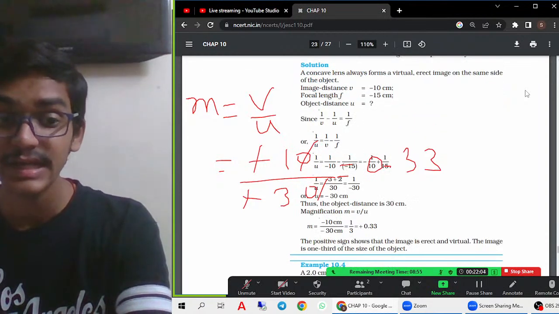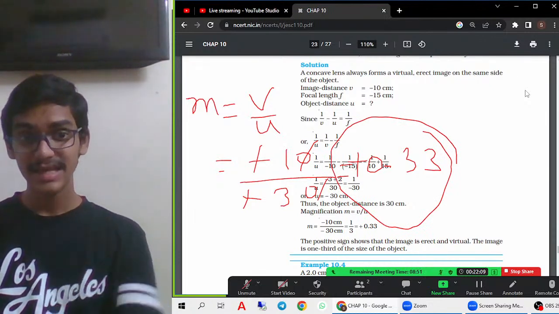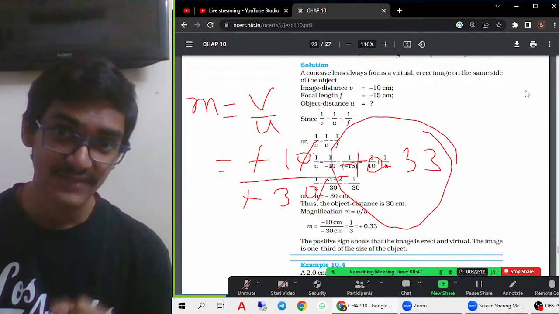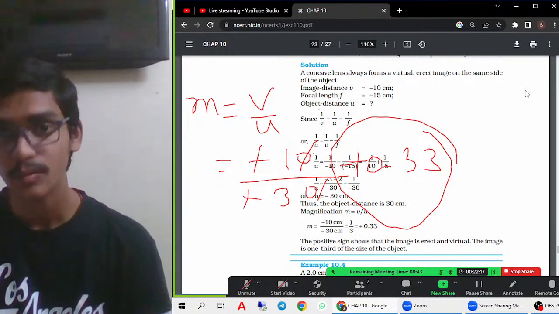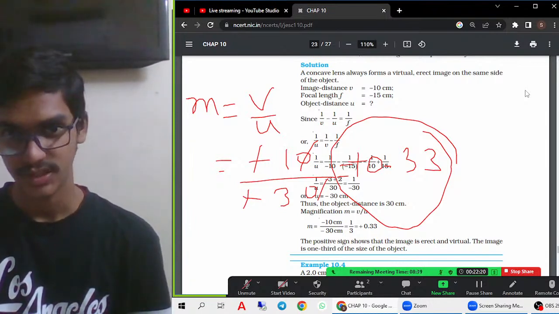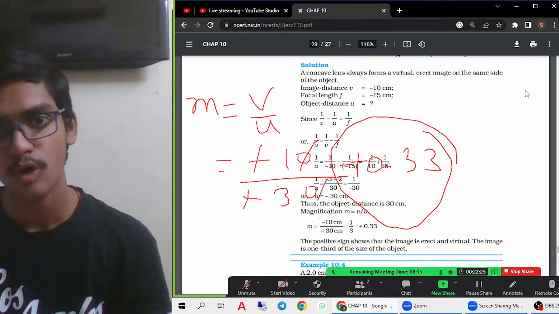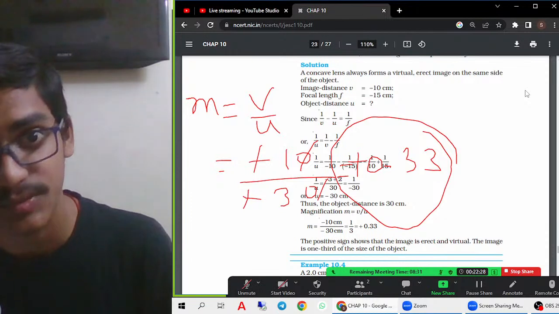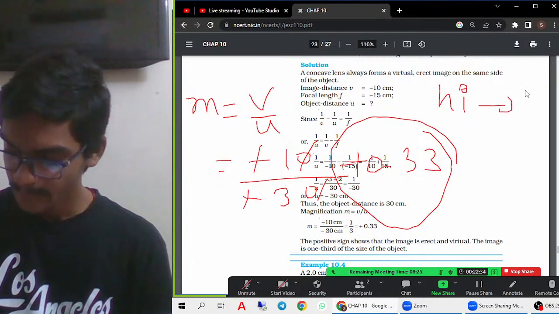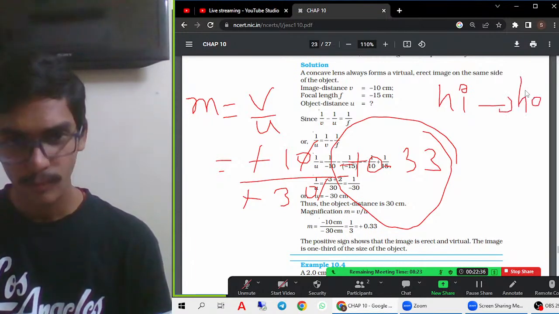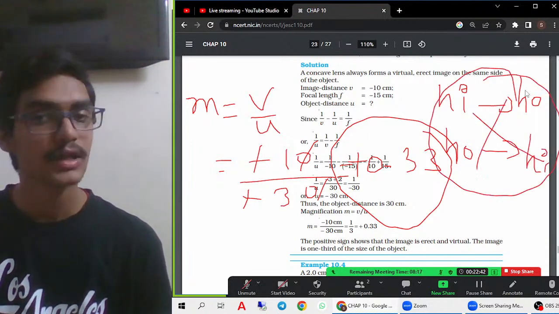So it is positive and less than 1, which means the image formed is a diminished image. That means the height of the object is greater than the height of the image. Can you find the height of the image and the height of the object? No, we cannot, because at least one of the two heights must be given. They must give at least hi to find ho, or give the height of the object to find the height of the image. When neither is given, you cannot find the height.